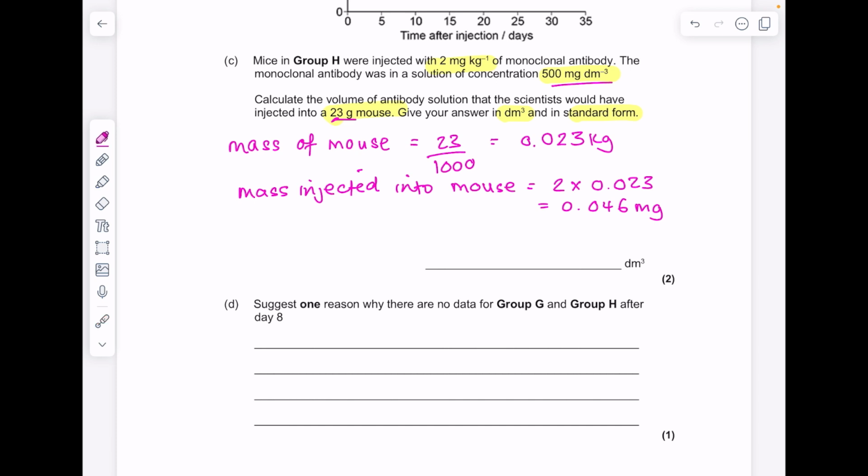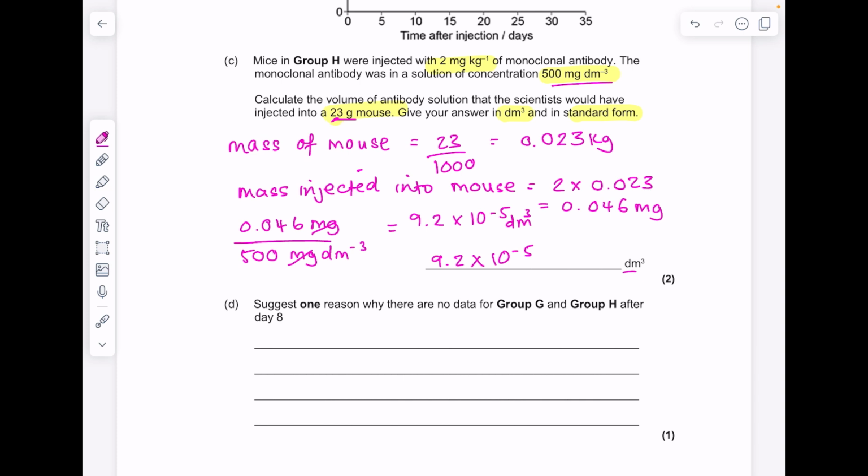It's easier if we look at the maths. So we take our 0.046, which was our mass of antibody injected into the mouse. We divide it by 500, which we know was milligrams per decimeter cubed. This enables our milligrams to cancel out. So you're left with a unit which is 1 over decimeter to the minus 3, which is the same as decimeters cubed, which is great because after all that is a unit of volume. I do agree this is a lot of work though for 2 marks. And we're in standard form and we've got our volume unit in decimeters cubed.